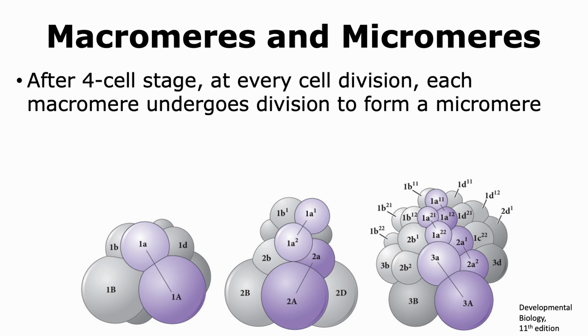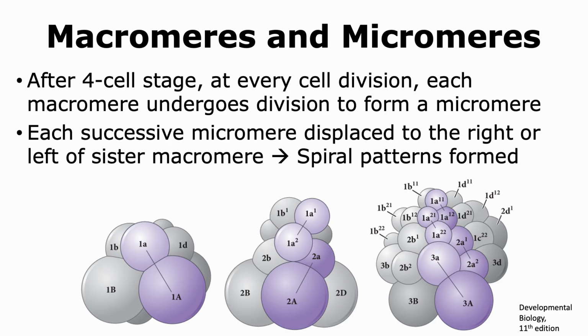Now, after the four-cell stage, each successive cleavage results in the macromere undergoing cell division to form a cell that remains as a macromere and another cell that forms a micromere. Thus, when we look at the picture to the extreme left, the one small a refers to the micromere that arose from the one capital A, which is the macromere. Now, each successive micromere is displaced to the right or to the left of the sister macromere, and this is what provides a spiral pattern.